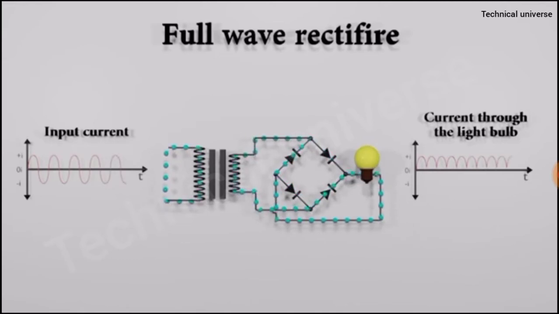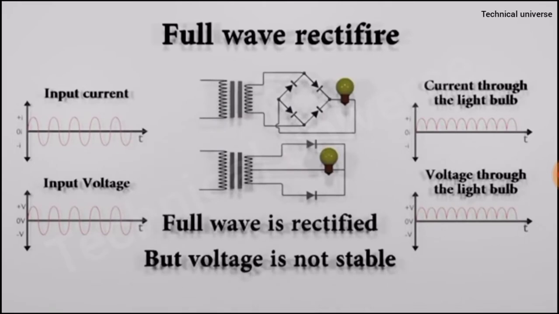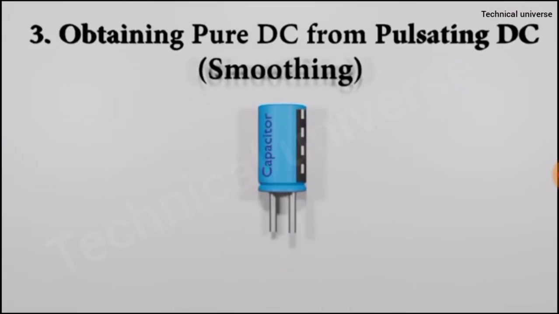Now we have a rectified full wave, but the problem is the voltage is not stable. The output across the diodes in the above steps is neither steady nor completely DC. It is not practical to use with circuits. Let's talk about how to obtain a pure DC from pulsating DC. This is called filtering or smoothing the rectified voltage.